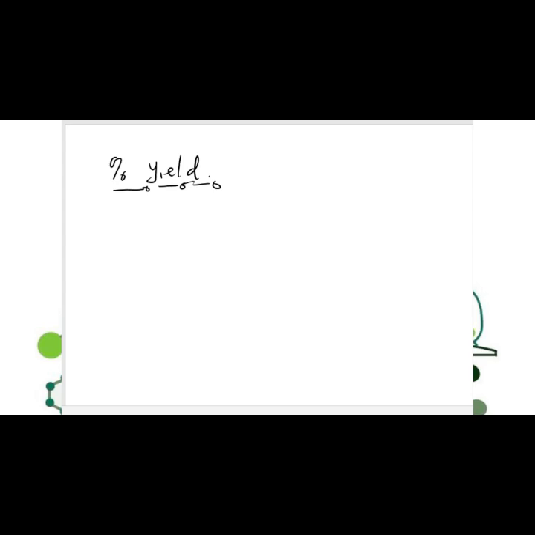All right, so let me just give you a formula here. This is how you calculate it. Let me just put it here as an equation. Percentage yield is equal to the actual yield we're gonna get divided by the theoretical yield.